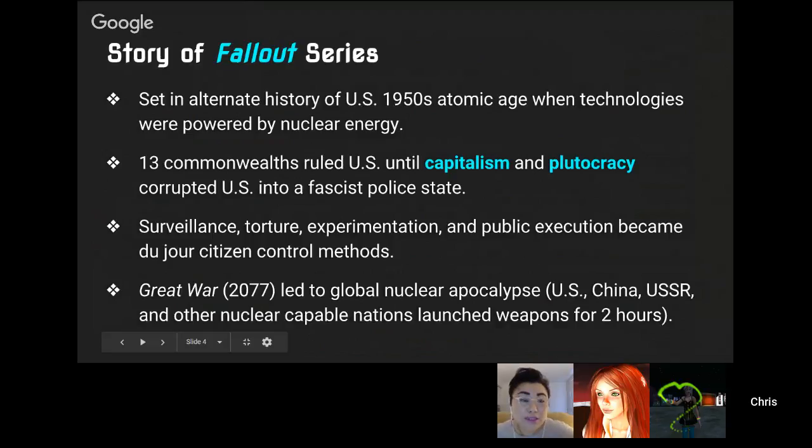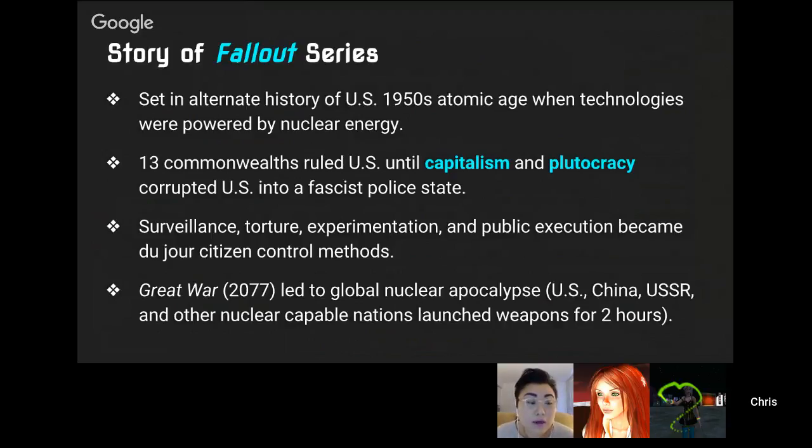Okay, so it's set in the alternate history of the United States in the 1950s. Alternate history, in the discipline of history, is the idea of the what if. What if history went this direction rather than this other direction? So it's a fictionalized version of the United States in the 1950s. The 1950s is called the Atomic Age, when basically all their technologies are run by nuclear energy.